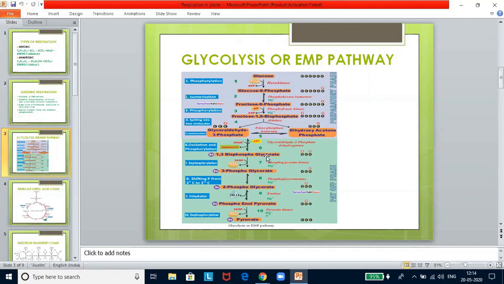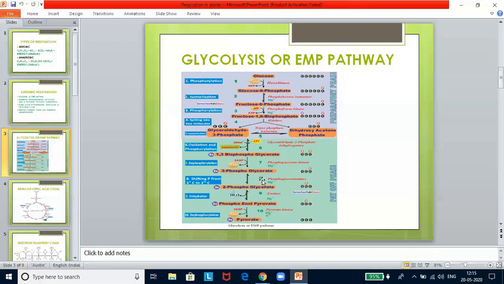A molecule of glyceraldehyde 3-phosphate is phosphorylated and oxidized to form 1,3-bisphosphoglyceric acid or 1,3-bisphosphoglycerate in the presence of glyceraldehyde 3-phosphate dehydrogenase. During this reaction, one NADH2 is formed. Next, 1,3-bisphosphoglyceric acid is dephosphorylated to a molecule of 3-phosphoglyceric acid by phosphoglycerate kinase. During this reaction, one ATP is formed.